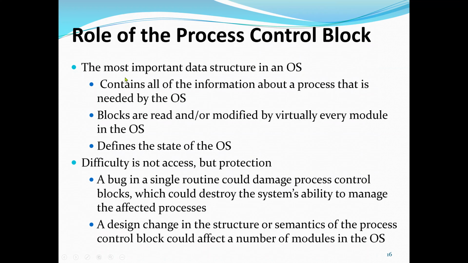Now, what is the role of a process control block? The process control block is the most important data structure in an operating system because each process control block contains all the information about the process. And we should know the process is the major task in the computer system. Again, as we said earlier, a process is a program that is running, executing, performing some task.